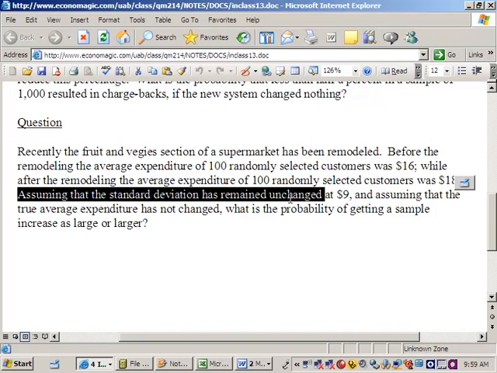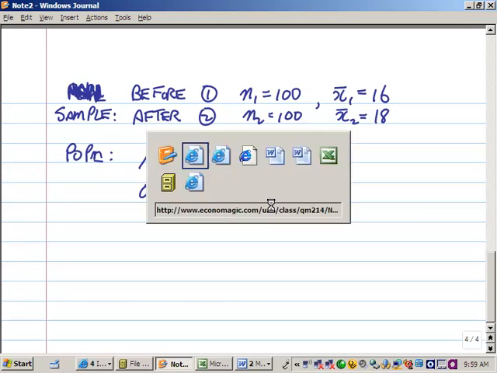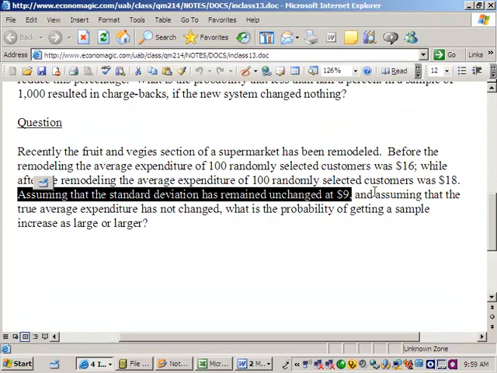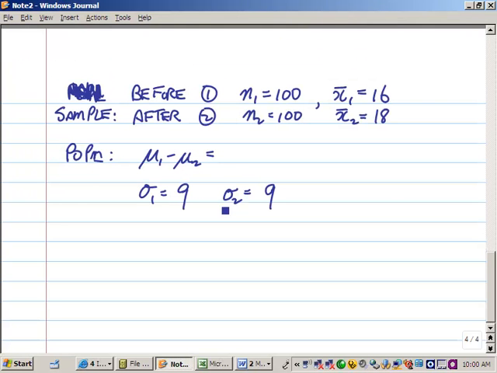Here it says assuming the standard deviation has remained unchanged at $9, which means that before and after remodeling, the standard deviation of expenditure was $9. And assuming that the true average expenditure has not changed, who knows what it is? Said it was $15 before and after. Said it was $15.25 before and after. But whatever, they're the same. So mu1 minus mu2 is 0.